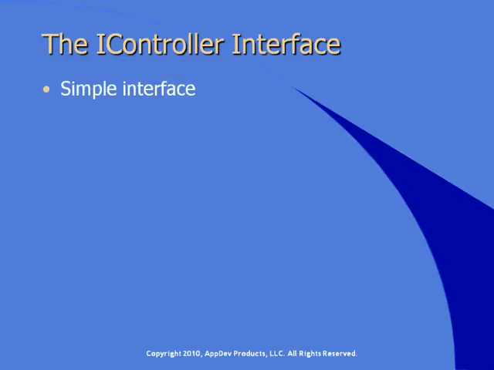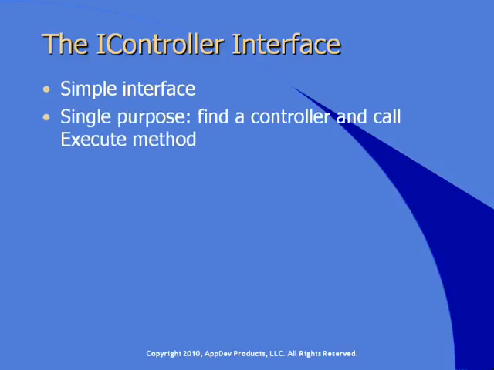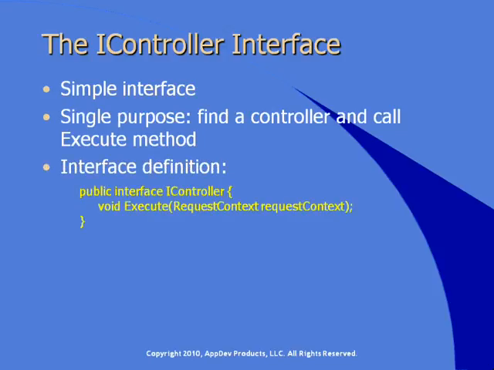The requirement that controllers implement the IController interface really isn't asking all that much of your controller classes. The interface's single purpose is to provide a way for ASP.NET routing to find a controller and call an Execute method. It has a very simple interface definition. This is the code that implements the IController interface directly from the source code of the system.web.mvc project. That source code is written in C#. There's not a VB version of it.